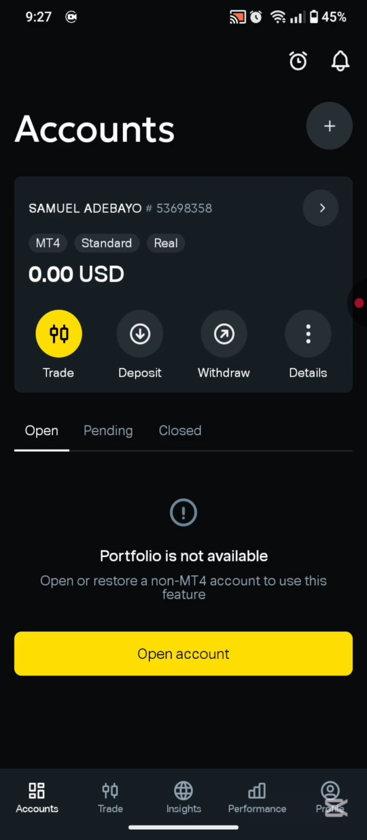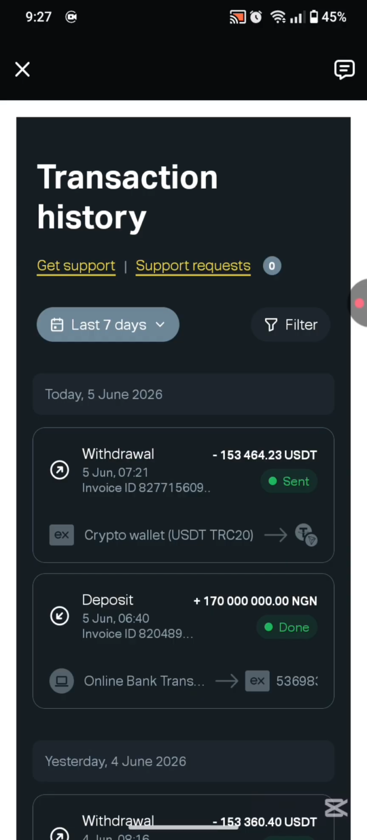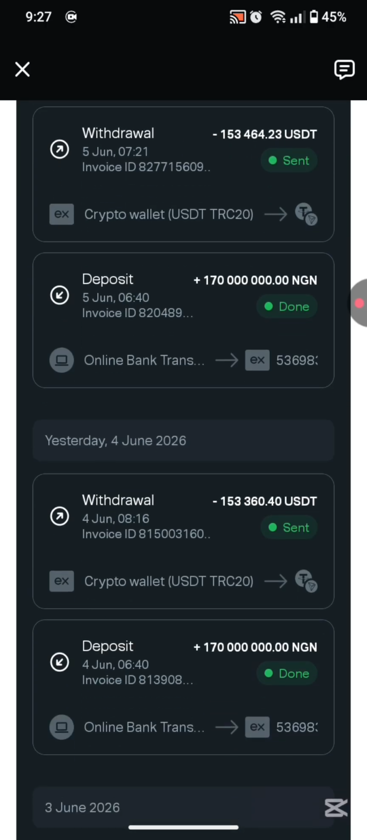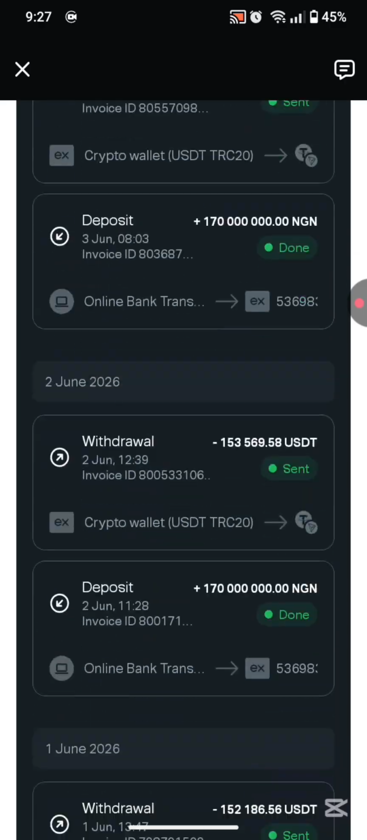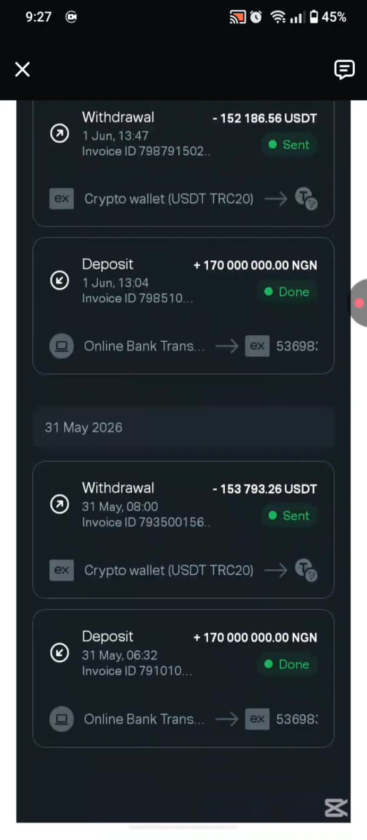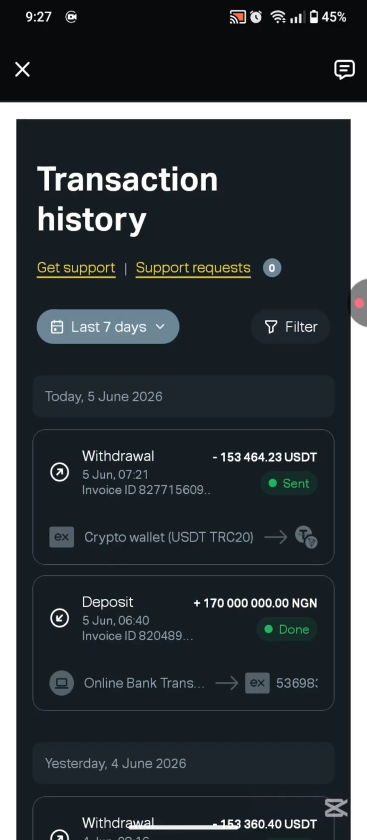So guys, let me go ahead and show you my history. Remember, I've always told you that anything that does not have a proven track record, don't go into it, because definitely such a thing is going to ruin you. So this is my transaction history for today and yesterday, and you can also see other days as well. We have the transaction history for the past 7 days here, so you can see that what I do actually works.